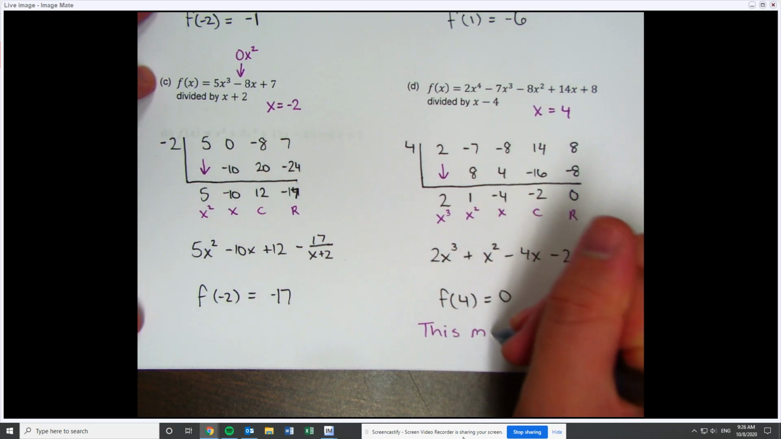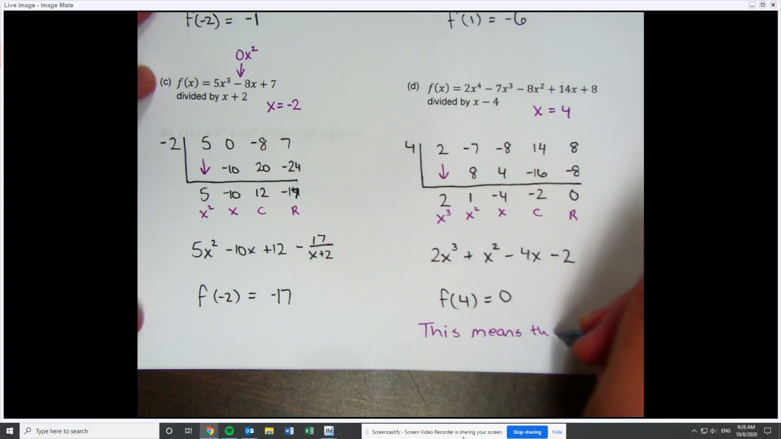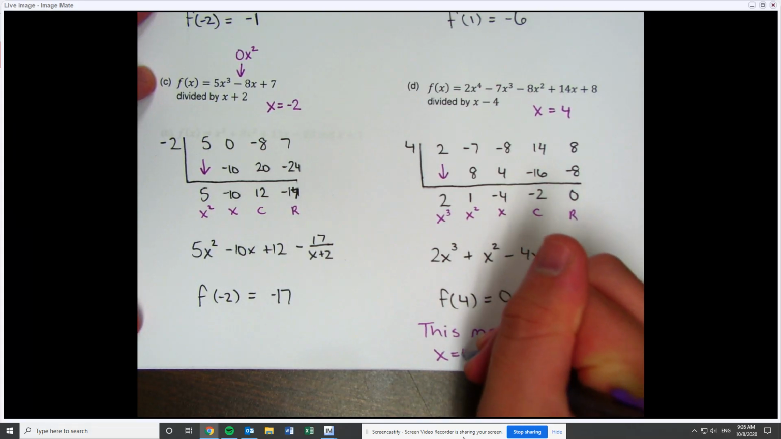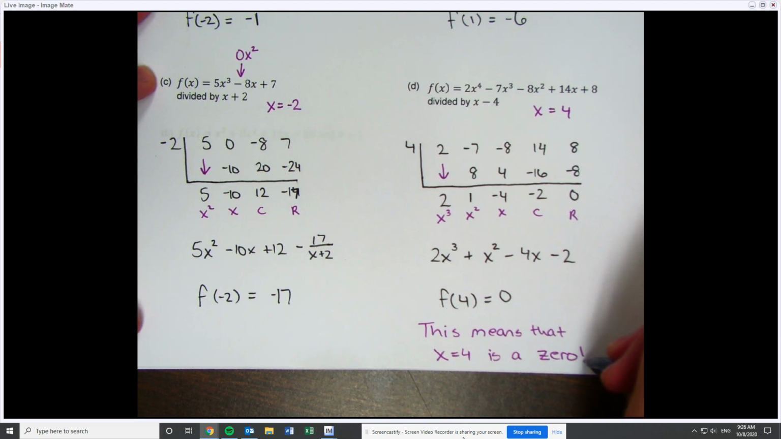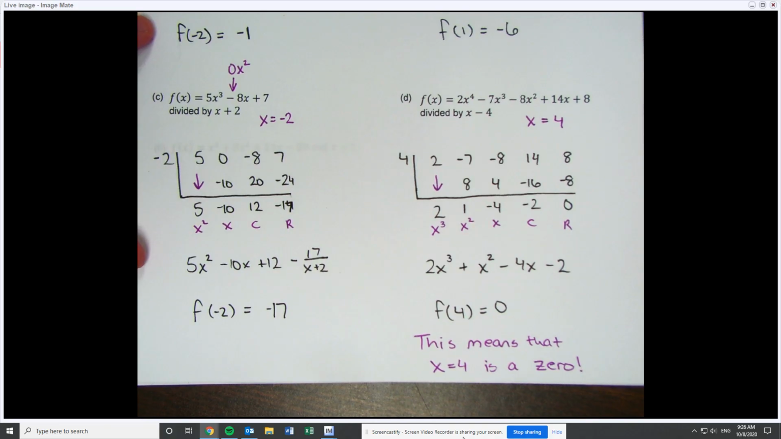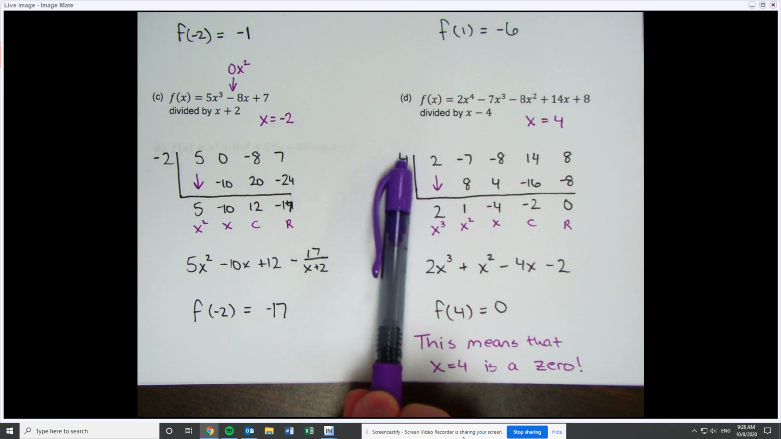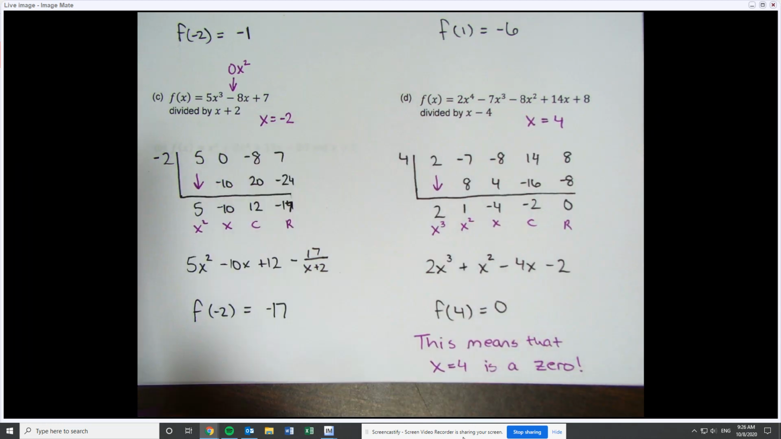This means that x equals 4 is a 0. Because remember, our other definition of a 0 is it makes the entire function equal 0. So we just found a 0 for this polynomial without even having to look at the graph. So that's a very special thing, and that's the reason we have to use this tool to solve for everything else. All right. So before we go on to the next page, I do want to mention one other thing.